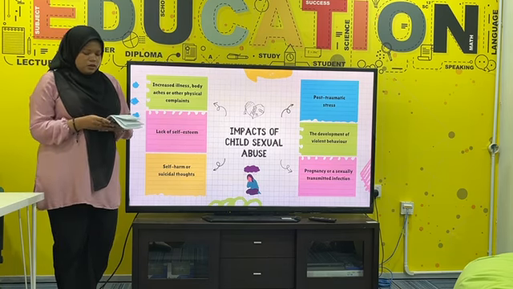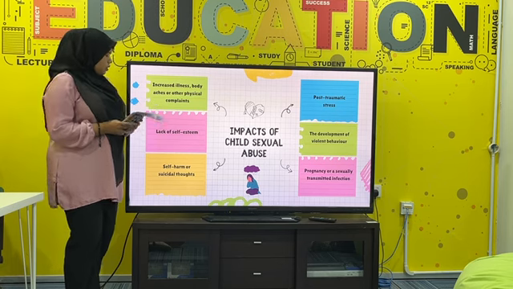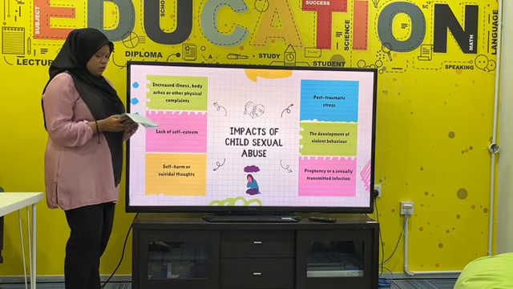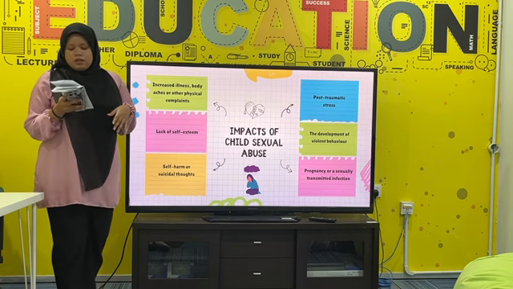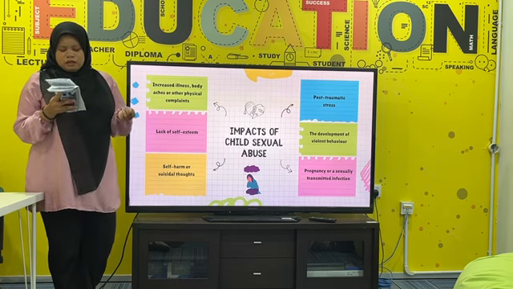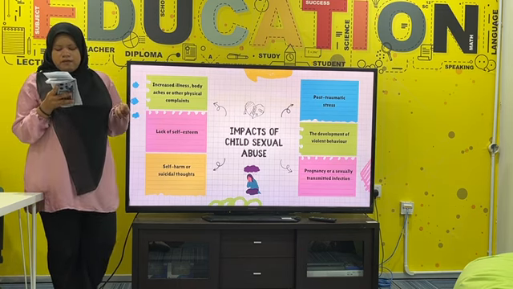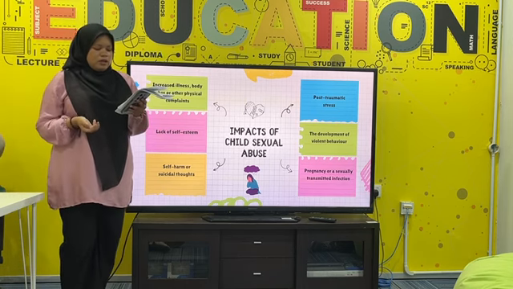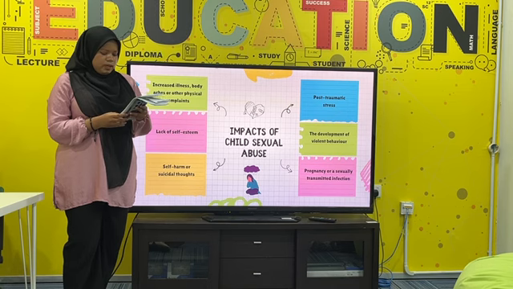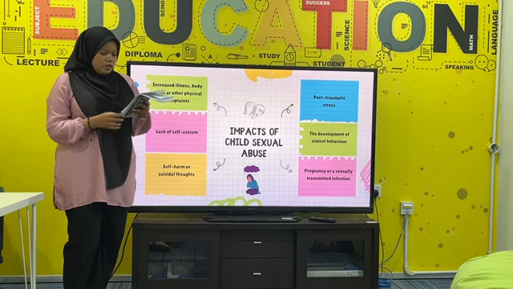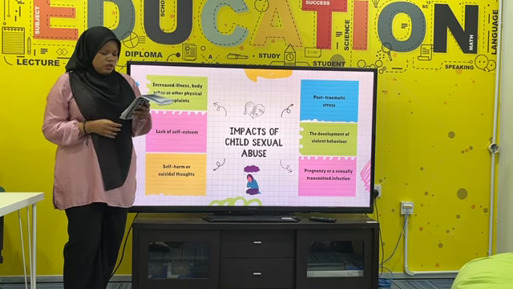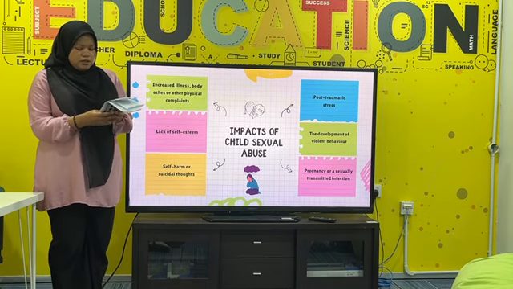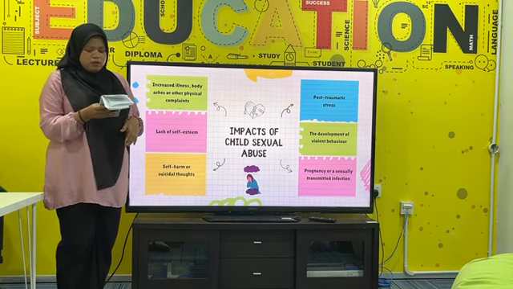Third, we have self-harm or suicidal thoughts. Self-harm involves deliberately hurting oneself as a way to deal with emotional pain, while suicidal thoughts are thoughts about taking one's own life. For example, victims may see this as a solution to escape from internal suffering and as a way to express their feelings since no one can understand them.